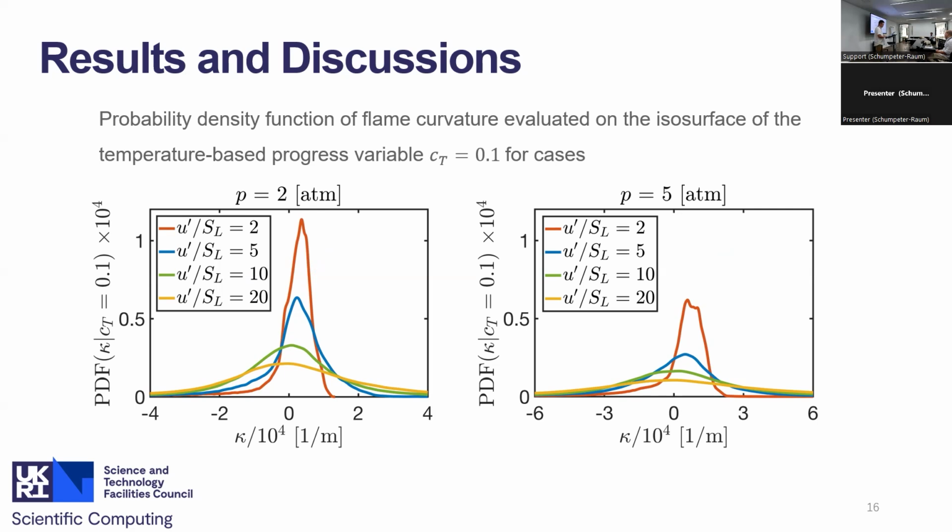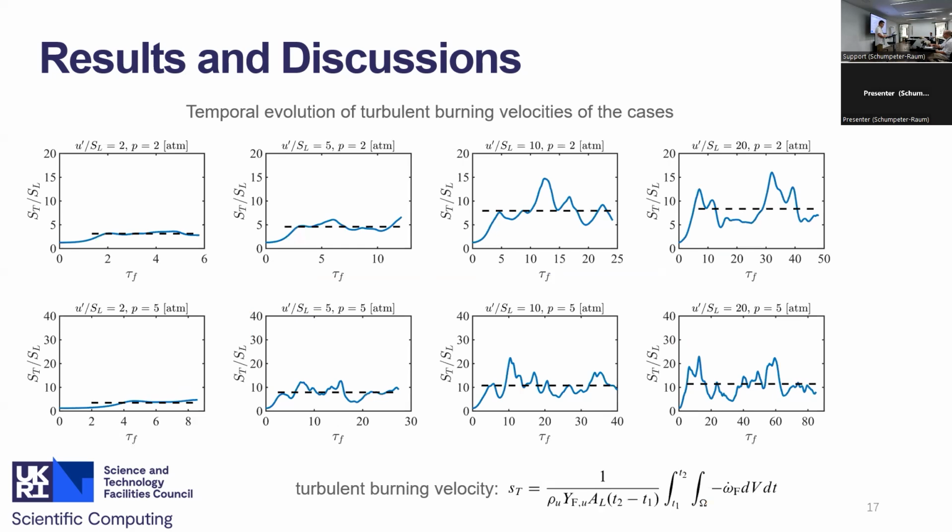And moreover, in cases with high pressure, all the curves become flat. The overall peak of the PDF shifts further to the positive part of the axis, so the local flame propagation speed is augmented. The results are consistent with the phenomena we previously demonstrated, of richer flame curvature in cases with high pressure and higher turbulence intensity. Then we try to model the turbulent burning velocity with different pressure and different turbulence intensity.